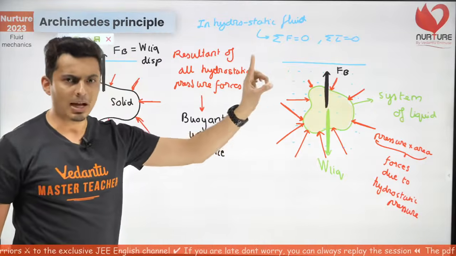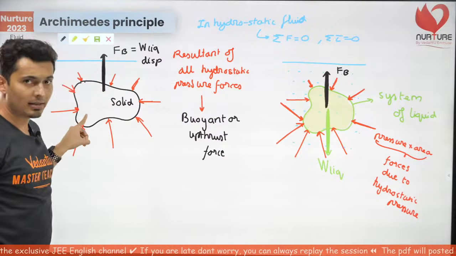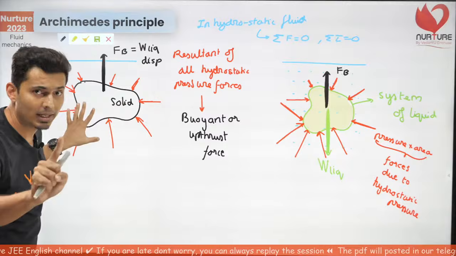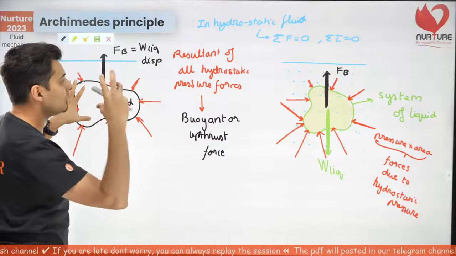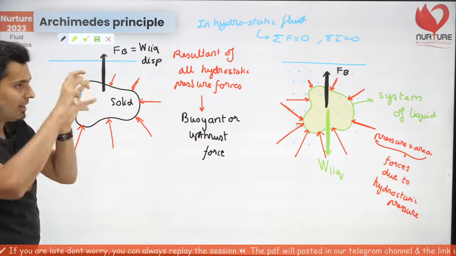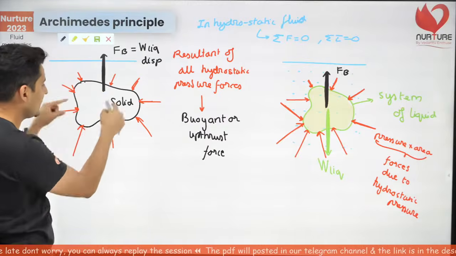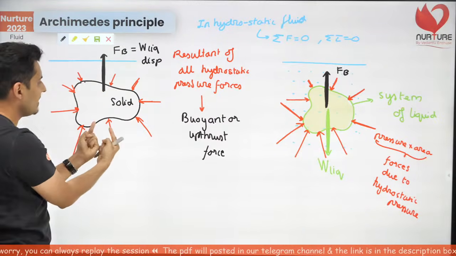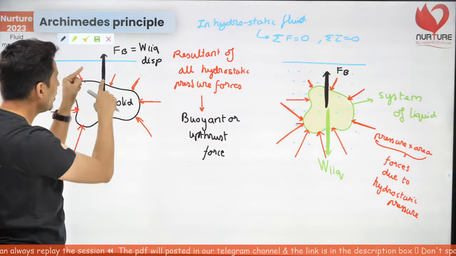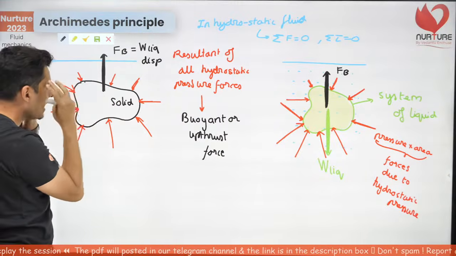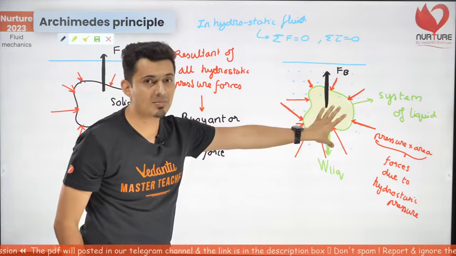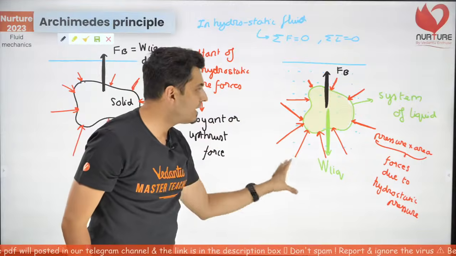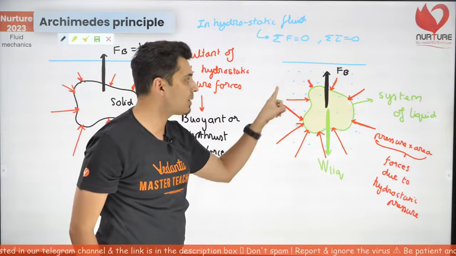One last time I'll repeat. This solid, when immersed in the liquid, displaces some fluid. So if you take away that liquid and put this solid inside, there will be forces from everywhere, and they will produce a resultant. To find that resultant, I imagined a liquid of the same shape and size. That liquid will also experience the same force from everywhere.